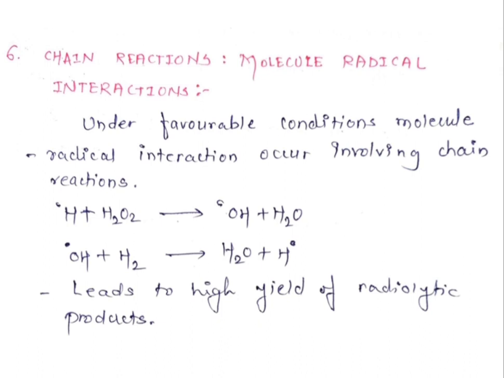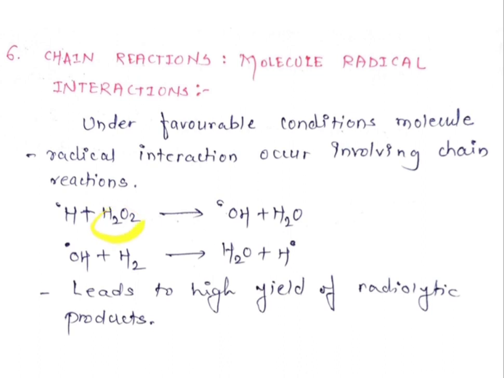Then we will see the sixth point, chain reactions or the molecule-radical interaction. Under favorable conditions, a molecule and a radical will interact, and due to that we observe a chain reaction. See how molecule and radical interact. Just take the radical and one molecule: H is a radical and H2O2 is a molecule. When they interact, there is a formation of OH radical plus water.